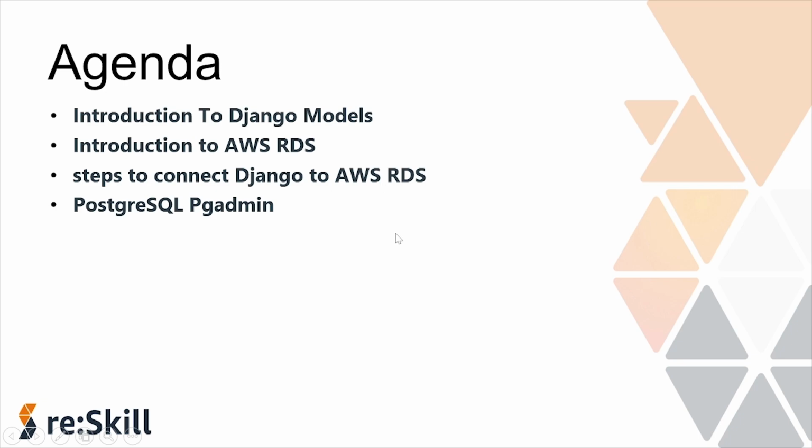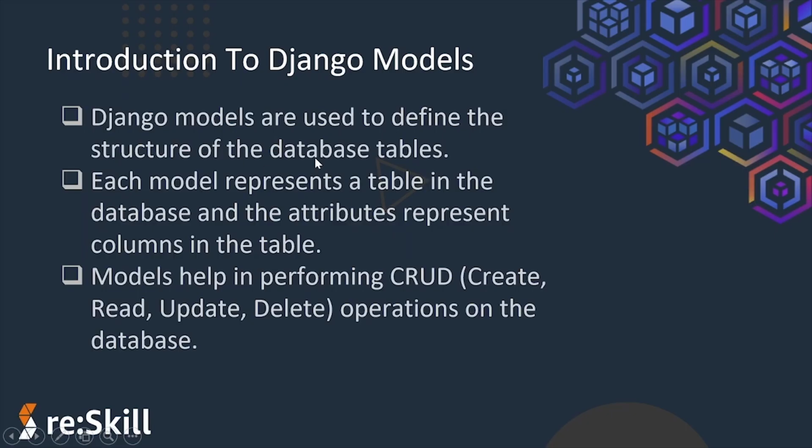So this is the agenda for today. Before we deep dive into the specifics of connecting Django to AWS RDS, let's briefly talk about Django models. In Django, models are Python classes that define the structure of the database tables. Each attribute of the model represents a field in the corresponding database table. Django supports many different field types, including integers, decimals, dates, times, text, and more. Models can also define relationships between different tables, such as one to one, one to many, or many to many.